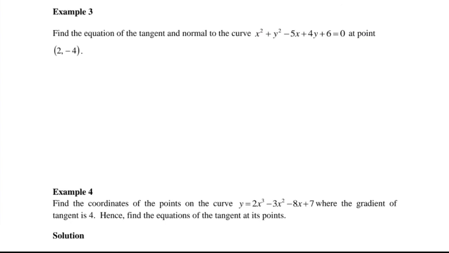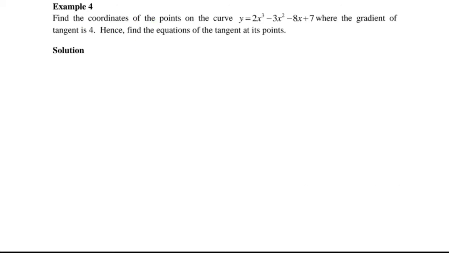Now, I would like you to try example 3. It's just finding the equations of the tangent and normal to the curve at the point (2, negative 4). Try it out. In example 4, we would like to find the coordinates of the points on the curve where the gradient of the tangent is 4. Next, find the equations of the tangents at those points.